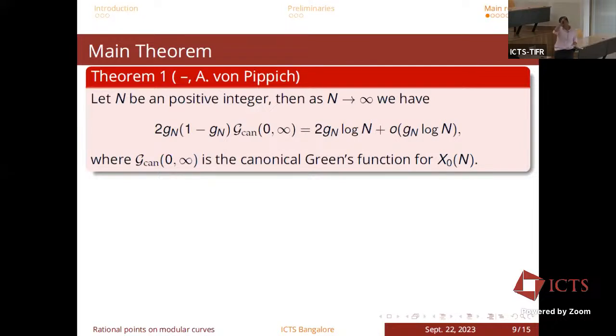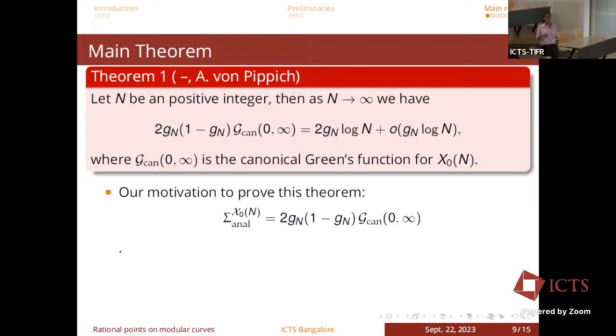So this is the first theorem we proved. This is joint work with my PhD supervisor, Arvind Pipish. Here we prove that for any positive integer N, 2g(1) minus g_can equals 2g log N plus little o of g log N as N goes to infinity. As I said, the main motivation comes from this, because this analytic part is exactly equal to this quantity.